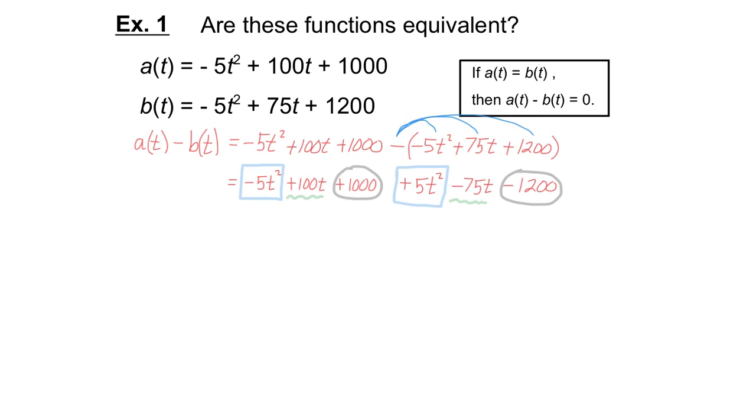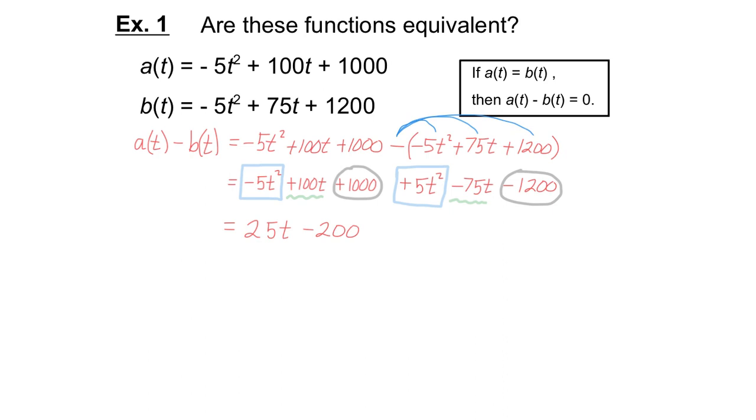So if I look at my like terms, I have negative 5t squared plus 5t squared. Well, that is 0. 100t minus 75t, well, that's 25t. And plus 1,000 minus 1,200, well, that's minus 200. Now, these are not like terms. This has a t, this does not. So I can't simplify this expression anymore.